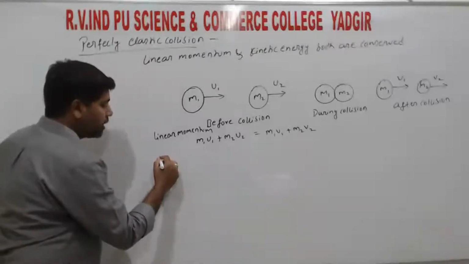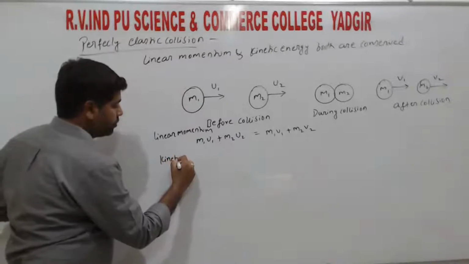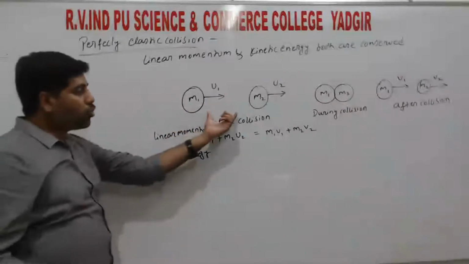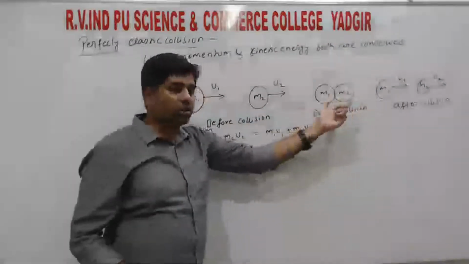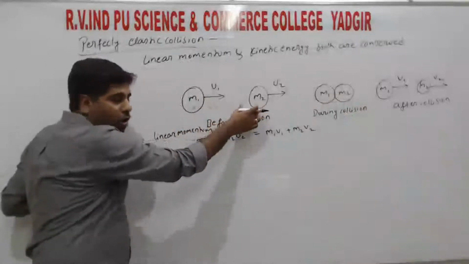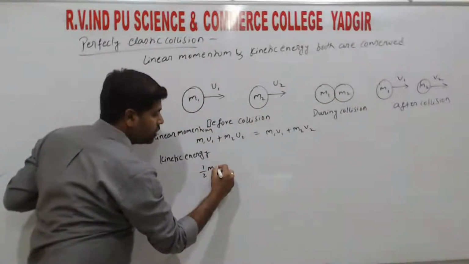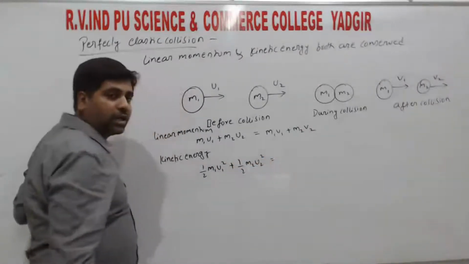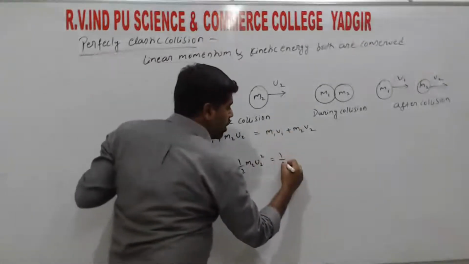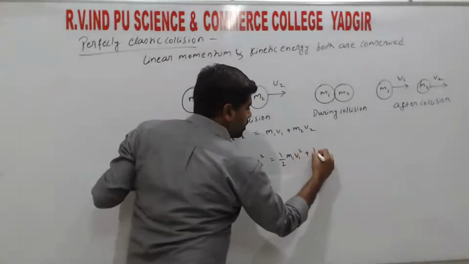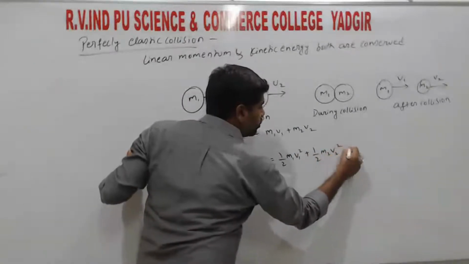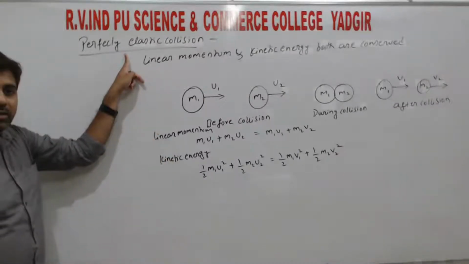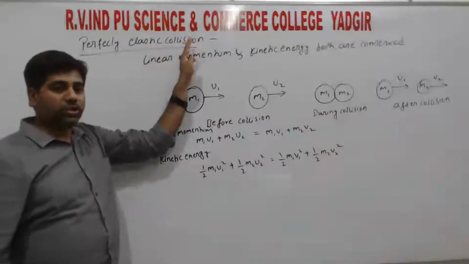In the same way kinetic energy is also conserved, means kinetic energy before collision is equal to after collision. So before collision the kinetic energy of individual objects we can write half m1 u1 square plus half m2 u2 square, right? That is equal to the kinetic energy after collision, half m1 v1 square plus half m2 v2 square, right? So if this condition holds, we call that collision a perfectly elastic collision, right?